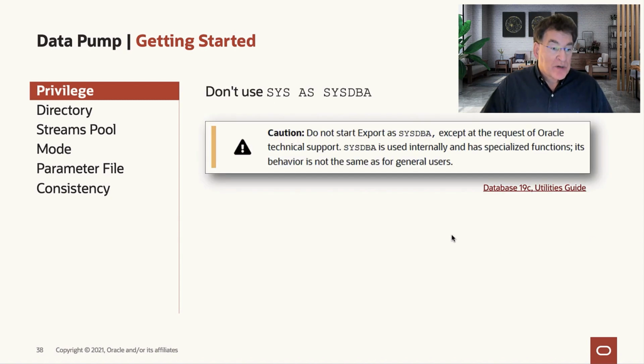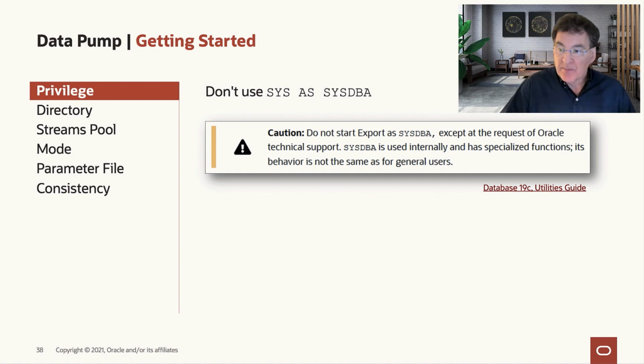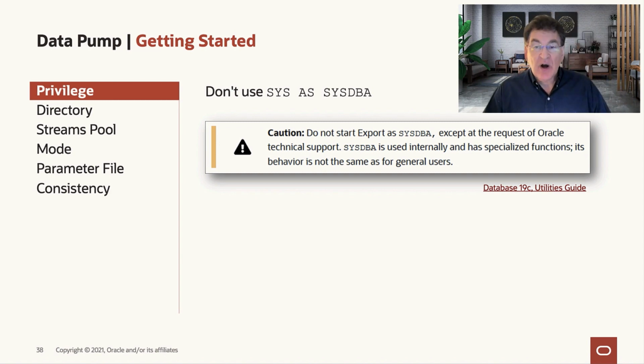It's important not to use as sysdba when you run your Data Pump job. It has some restrictions on the use of parallel DML, and in addition, in some situations as sysdba can circumvent some internal consistency checks that are important.